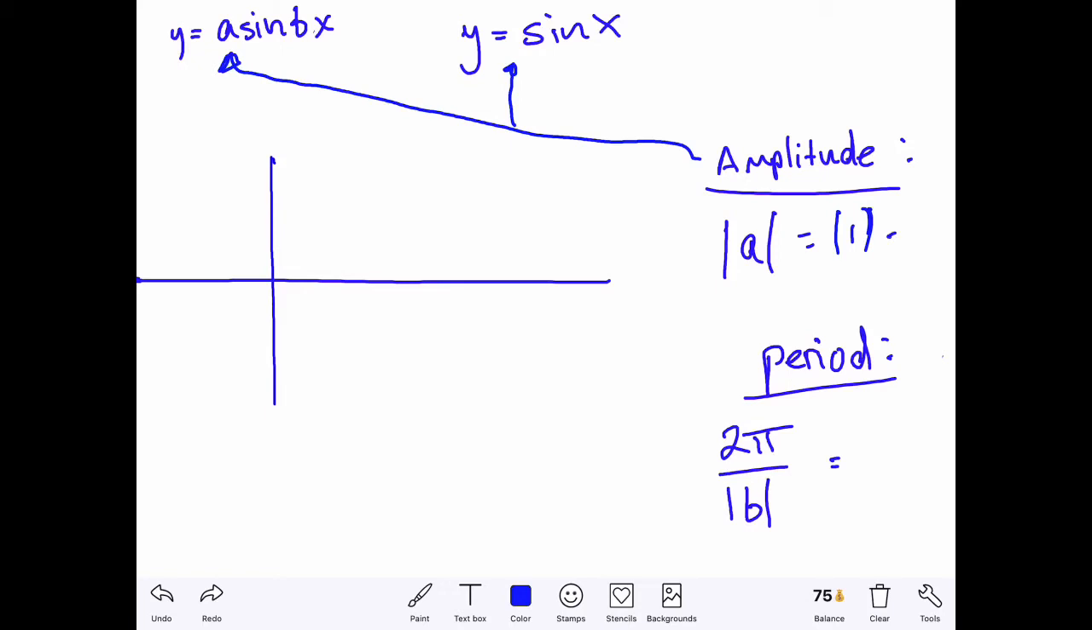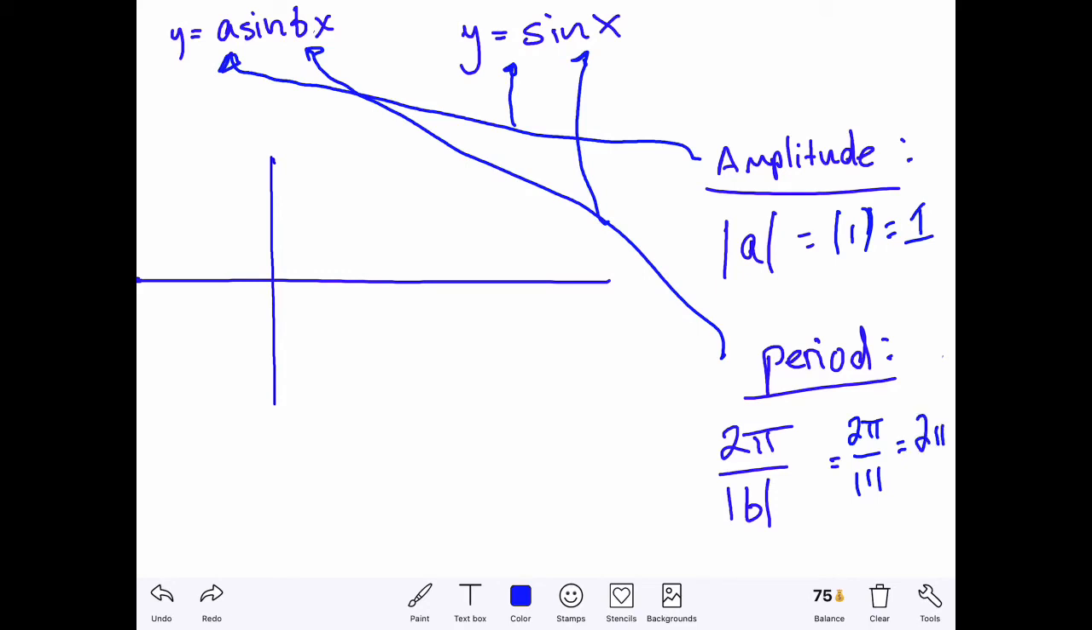Okay, so my amplitude, the absolute value of 1, is 1. And we'll get into the definition of amplitude again here in a second. And also the period. Now our period is 2 pi over the absolute value of b, and that would be 2 pi. Again, if there's nothing showing in front of x, which would be b, then we assume it's 1. So 2 pi over the absolute value of 1 is just 2 pi over 1, which is 2 pi.